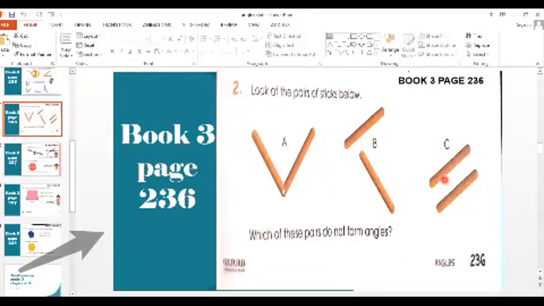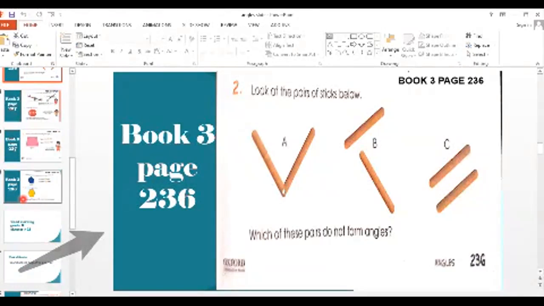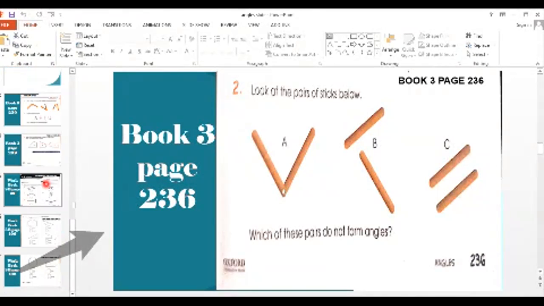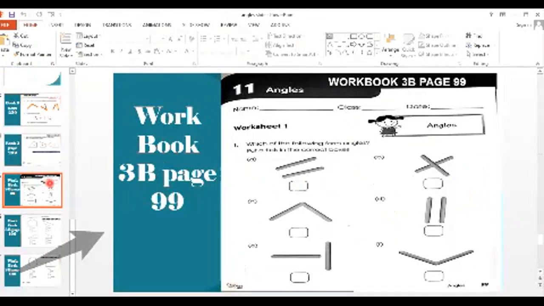Now, after the revision of the last day's work, I would like you all to open your workbook page number 99. Yes, this is the figure on page 99, and you can see different diagrams over here. So what you will do: which of the following form angles? Your teacher is asking which of the following pictures has an angle. Put a tick in the correct box.